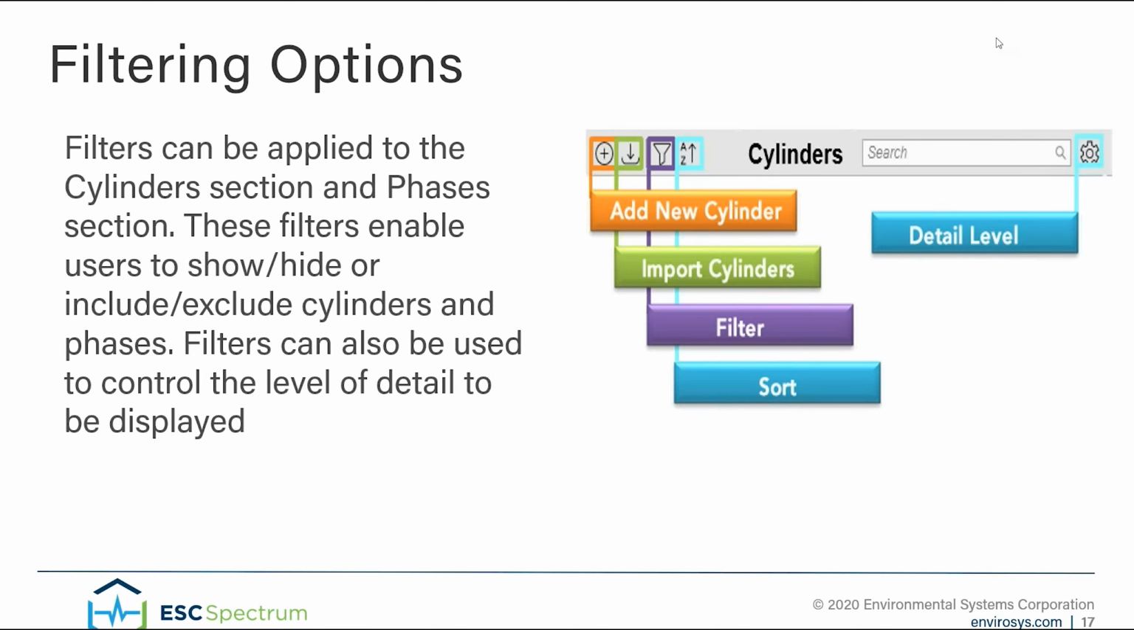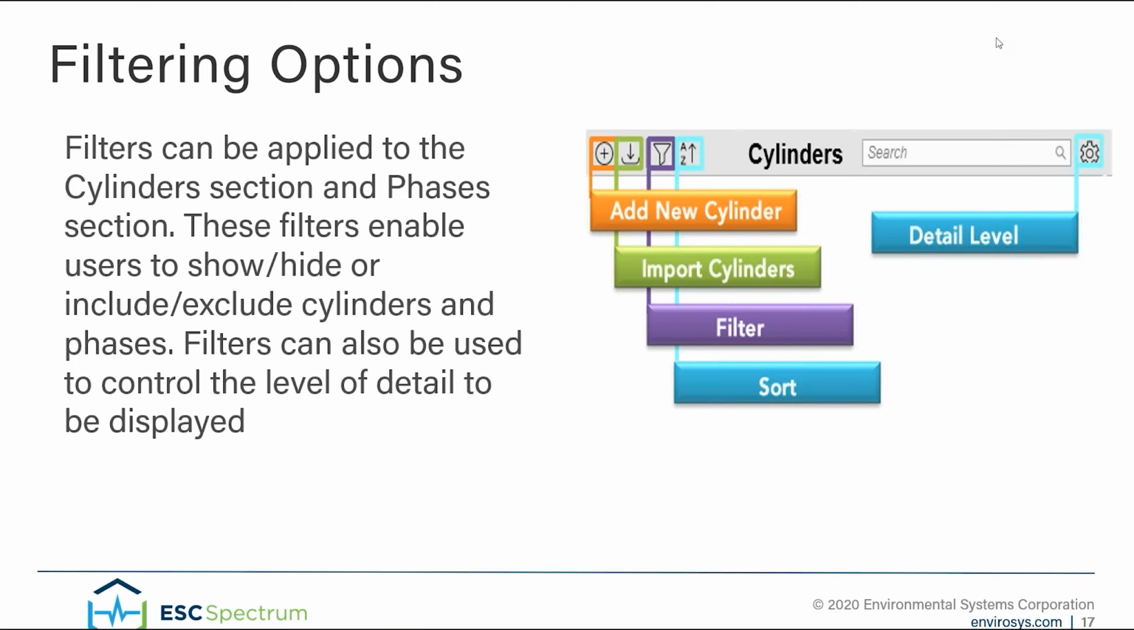You have several filtering options that you can use in the cylinder management tool. You can filter for the cylinders that are being used. You can filter for the expired. You can filter for the inactive. You can filter to show you only those in service, only those inactive, only those that are historical.